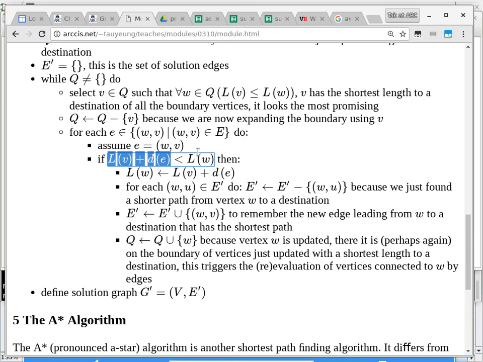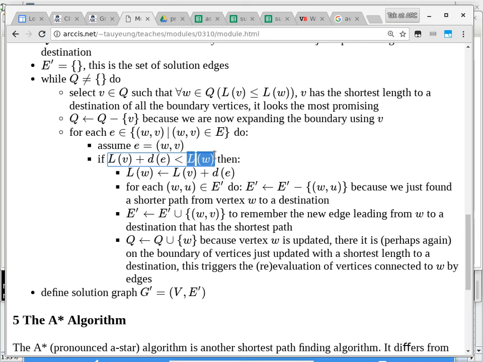On the right-hand side of the comparison, we are now asking, what is the length of the known shortest path from W to a destination? Because it is possible to have a W that already has been explored before. That's entirely possible. We'll talk about that later. So this is basically saying if the length of the known shortest path from W to a destination is more than the length of the path going through V to a destination, we got stuff to do, because what we thought was the shortest path is not the shortest path.